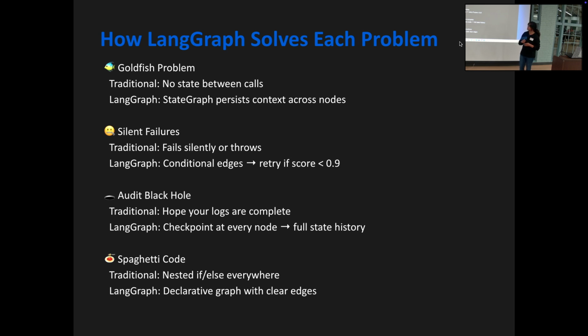Finally, I was able to boil it down to 4 different problems. I call the first one the goldfish problem because the memory is too little, and I would consider LangGraph as the elephant memory because it remembers everything. So it's able to use the state graph to persist the context.